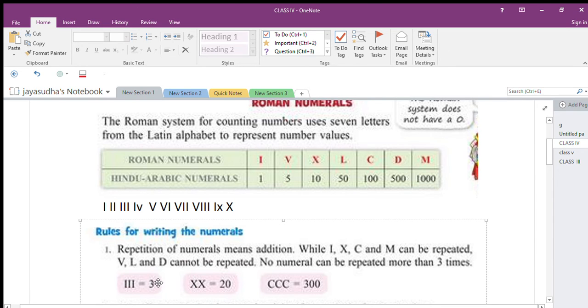Listen children. Here, 1: how many times is it repeated? 3 times repeated. So this Roman number is called 3. 1 repeated 3 times is 3. Then next, look at this. This is 10. One more 10. So 10 plus 10 is 20.